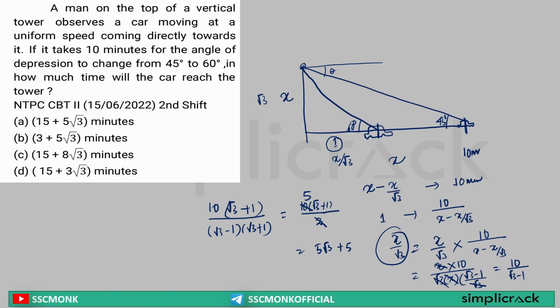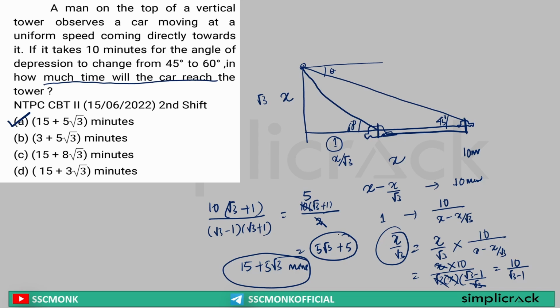Yes or no? Now what is the total time taken by the car to reach the tower? So first it took 10 minutes. Now it took 5 root 3 plus 5 minutes, that is equal to 15 plus 5 root 3 minutes it took to reach the tower. So answer option A. Clear? Sorted? Yes or no? You just need to understand it is talking about the total time. You should not get confused over here.